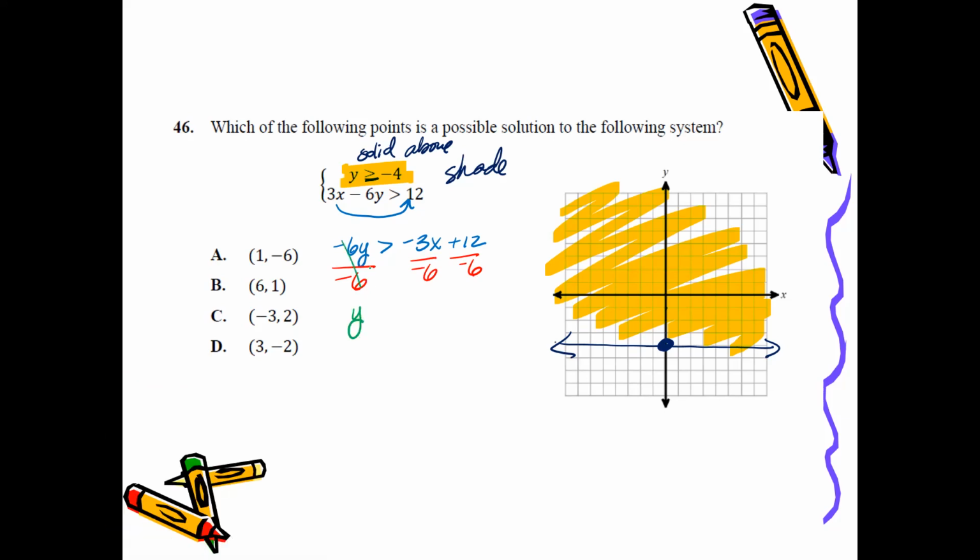If you're dividing by a negative, what happens to your inequality, you guys? You've got to flip it. Do you see how I'm flipping it over? You've got to flip it if you ever divide or multiply by a negative number. So then -3 divided by -6 is 1/2 x minus 2.